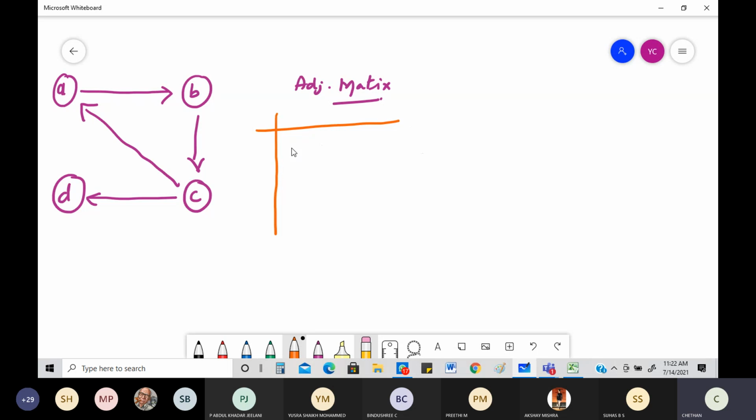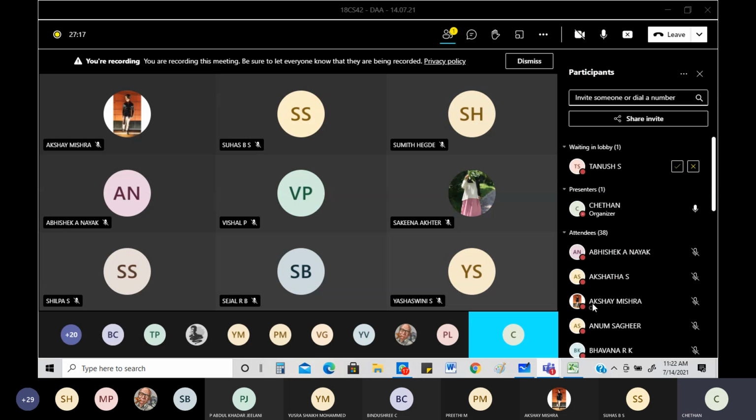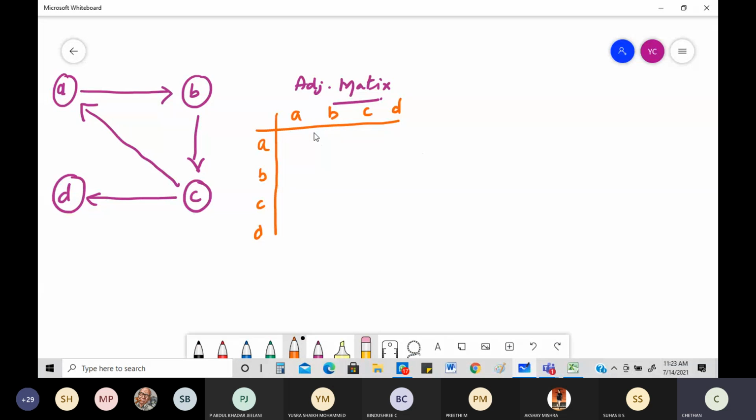Simple. Okay, so I'm going to write A, B, C, D, then again A, B, C, D. Okay, A, B, C, D, everything you got here. Next thing, if there is a direct path. A to A, there is no direct path. Only put the values with regard to direct paths. So A to A is 0, A to B is 1. Check, it's connected. A to C connected? No, 0. A to D connected? No, 0. Okay, like this.